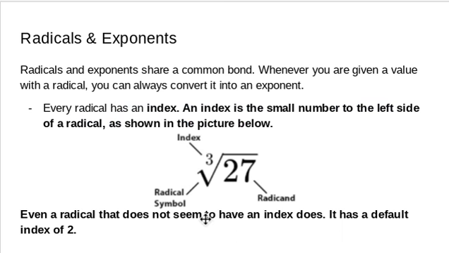Radicals and exponents. Radicals and exponents share a common bond. Whenever you're given a value with a radical, you can always convert it into an exponent. Every radical has an index. An index is a small number to the left side of a radical as shown in the picture below. That right there is an index. And that right there is a radical symbol, and the number or the value inside of the radical symbol is called a radicand. Even a radical that does not seem to have an index does. It has a default index of 2.